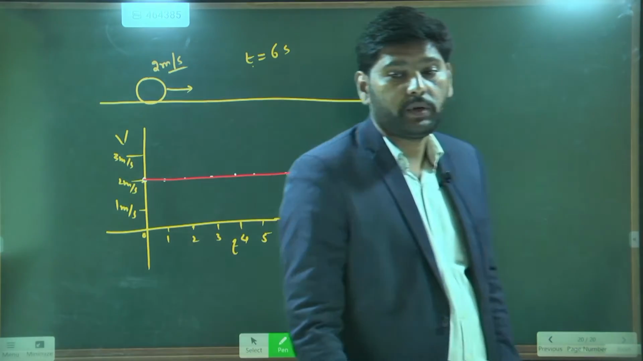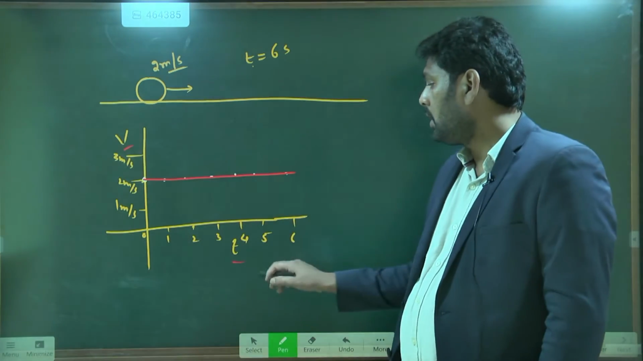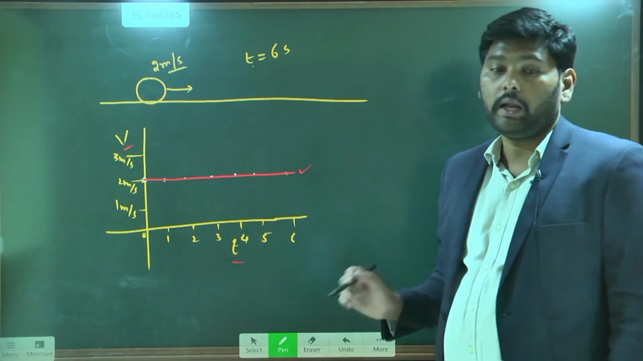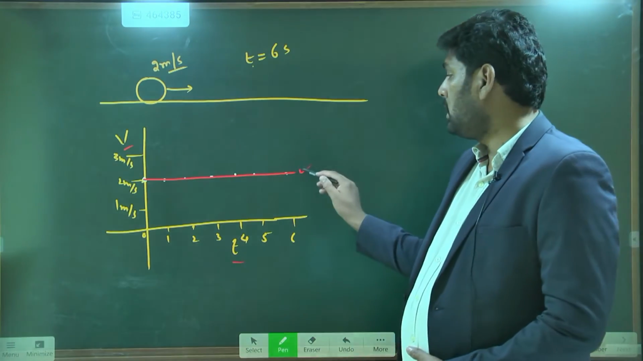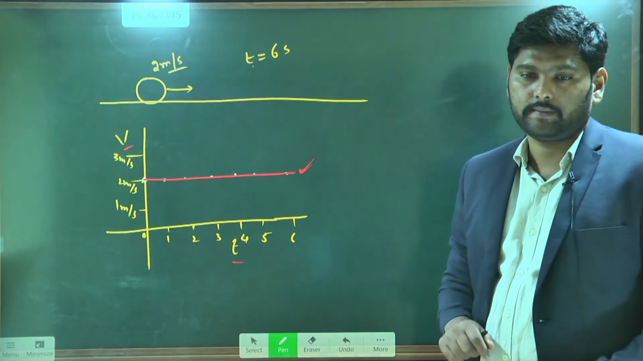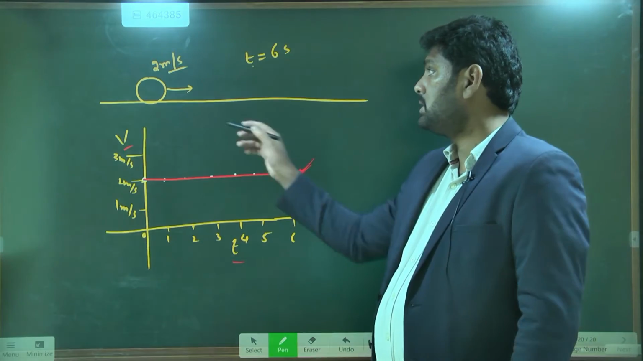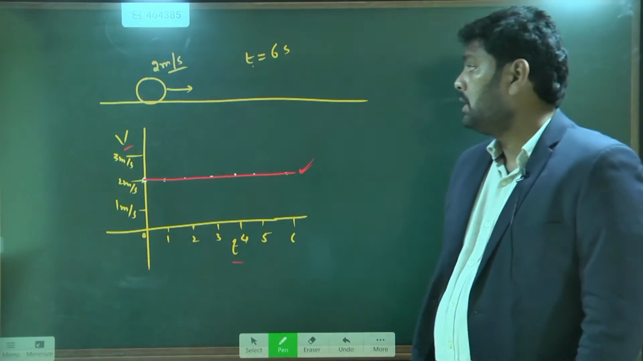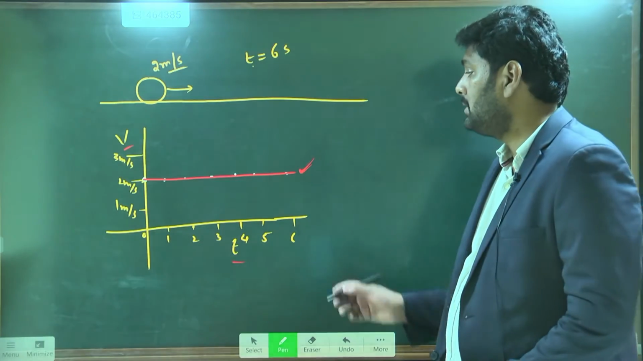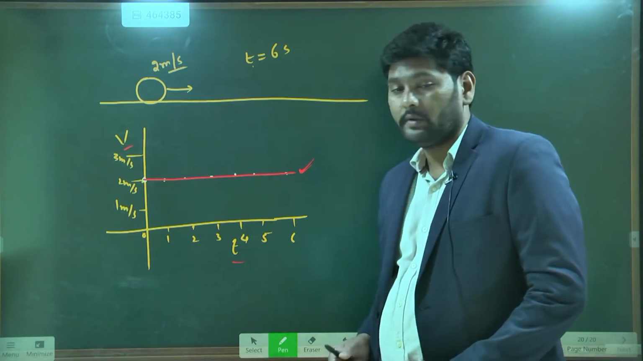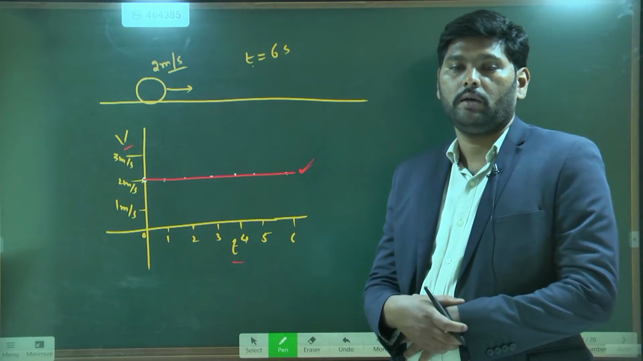This straight line, for a velocity and time graph, is parallel to the time axis. Understand? This line is parallel to what? The time axis. Any line parallel to the time axis represents an object moving with constant speed, constant velocity. Understand? Now, if this is the graph, my question is: what is the distance traveled by the body?